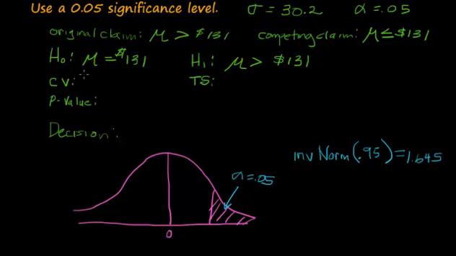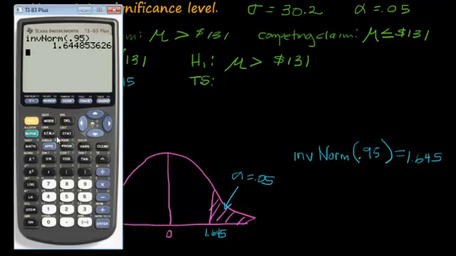Okay, so I'll write that here. My z is 1.645, and down here. Again, we got a positive number, makes sense, it's on the right. Okay, now we're ready to enter this into our calculator to get our test statistic and our p-value.